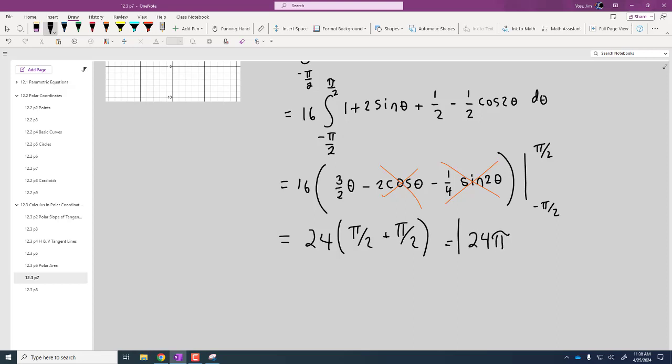Wait, isn't the sine of pi over 2 1? The sine of pi over 2 is 1, but this is going to be the sine of pi because we have 2 times theta. So if we plug in pi over 2 there, we get sine of pi. But when we plug in pi over 2 here, we get cosine of pi over 2. So cosine of pi over 2 and sine of pi are both 0.